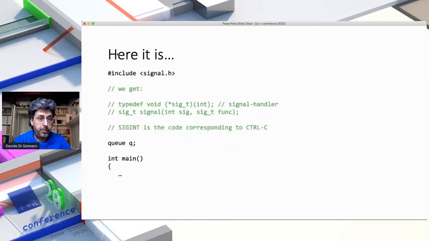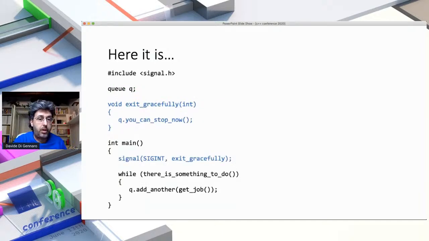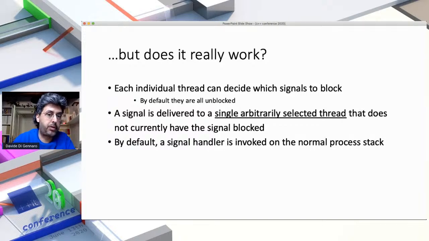This is done very simply. We have to include a header. The signal handler is just a C function with a simple prototype, and we call the signal API to register it. So what this code does is, whenever the user presses Ctrl+C, invoke the function exit gracefully, passing the integer value of the signal. That was very simple. You can run it, and it may also work. But does it really work every time?